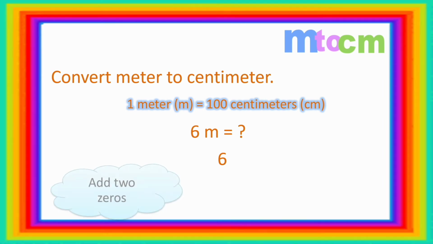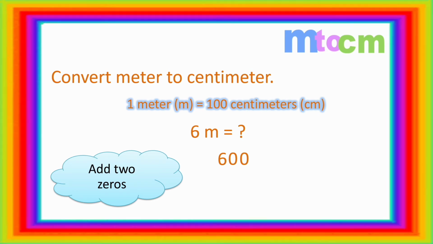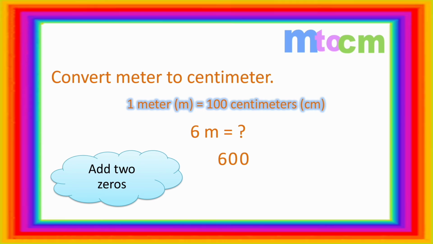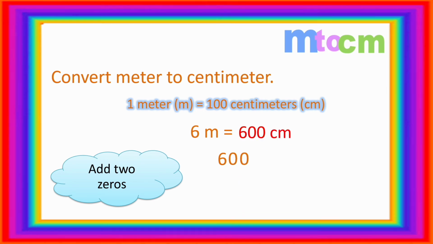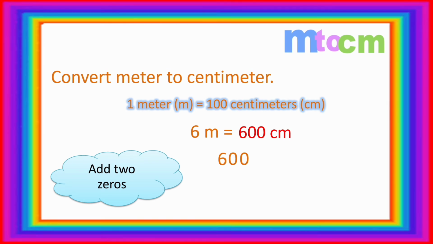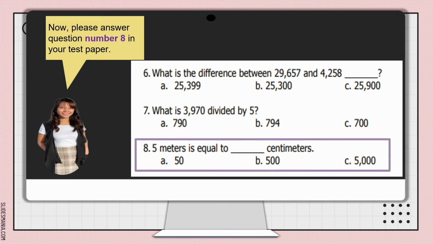So 0, 0, or just multiply 6 times 100. So the answer is 600 centimeters. Now, please answer question number 8 in your test paper.